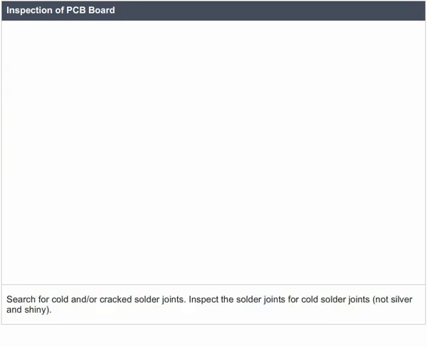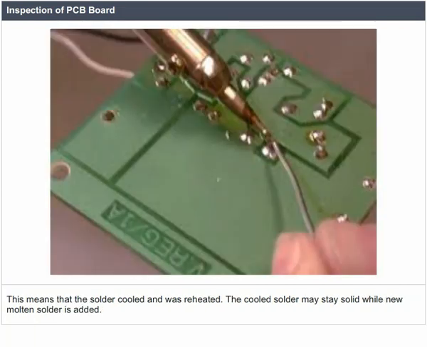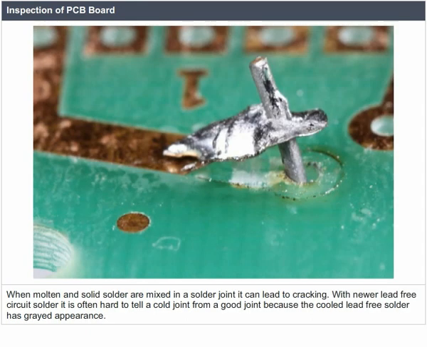Search for cold and or cracked solder joints. Inspect the solder joints for cold solder joints, which are not silver and shiny. This means that the solder cooled and was reheated. The cool solder may stay solid while the new molten solder is added. When molten and solid solder are mixed in a solder joint, it can lead to cracking.